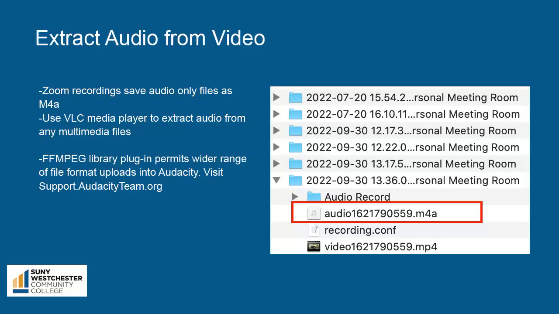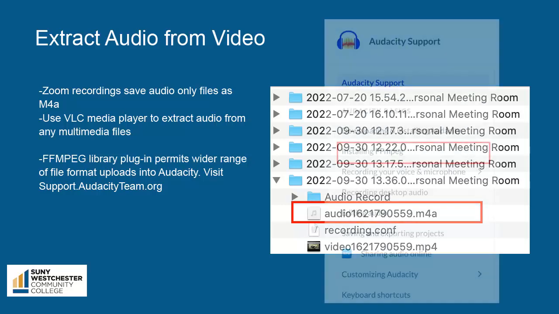If you've recorded your narration or an interview in Zoom, an audio file in M4A format will be saved in addition to the video file in the meeting folder. We can use the VLC Media Player to convert these files into WAV files or to extract the audio from another video file. We'll go back to Audacity and import these new WAV files into our project. Hopefully, there won't be any further problems.